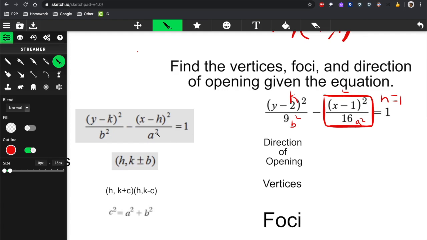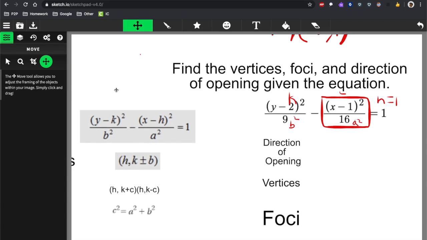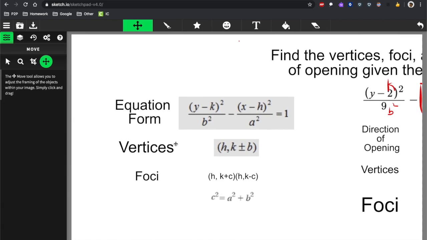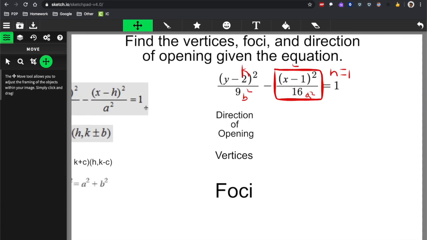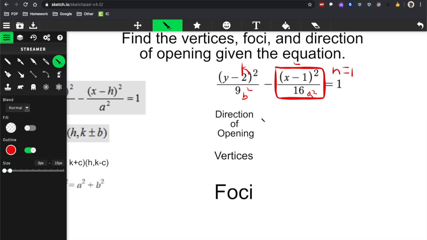So now from here, plug and chug once again. We see that the vertices, well, actually first, let me write out, since we know that this L term is negative, I'm going to say right here that this is a vertical direction of opening. It opens up and down. Vertical.